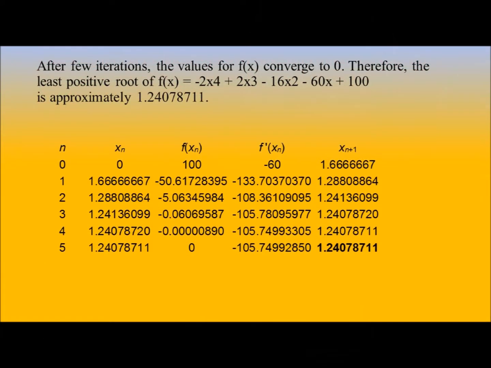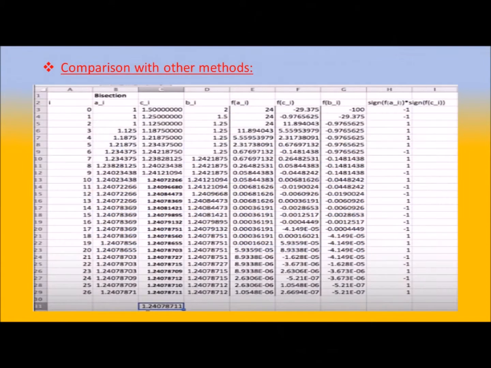So at the end of repeating this process, I obtained the solution approximately 1.240787111. Thus we can say that the least positive root of f(x) equal to minus 2x^4 plus 2x^3 minus 16x^2 minus 60x plus 100 is 1.240787111 at the end of this process.